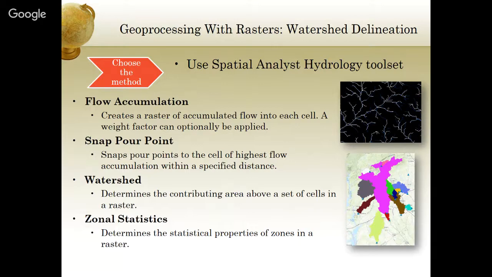A zonal statistic is one that calculates some property for all cells that have the same value. So we could take our slope raster and calculate the average slope in each one of these watershed boundaries to determine if, say, one particular watershed is much steeper on average than another, which is important to various hydrologic forecasting models.